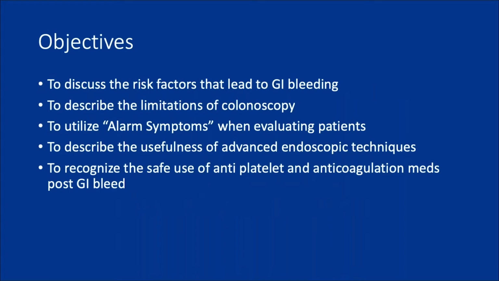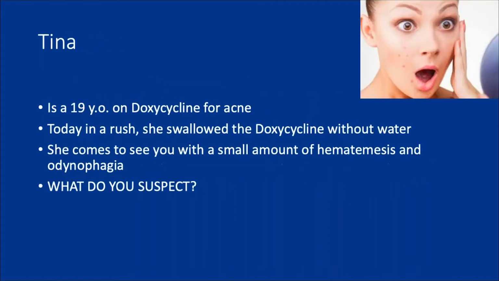The objectives are to discuss the risk factors that lead to GI bleeding, to describe the limitations of colonoscopy, to talk about alarm symptoms, to describe the usefulness of advanced endoscopic techniques, and to recognize the safe use of antiplatelet and anticoagulation medicines after GI bleeding.